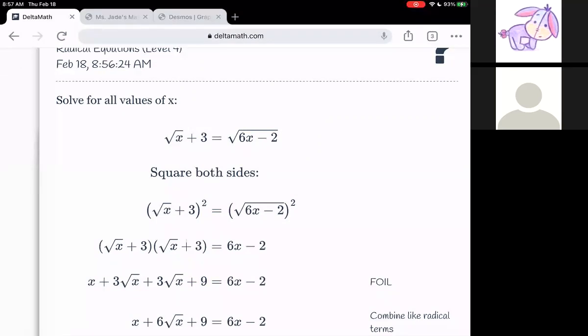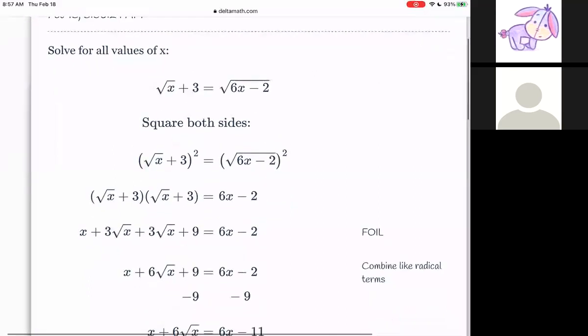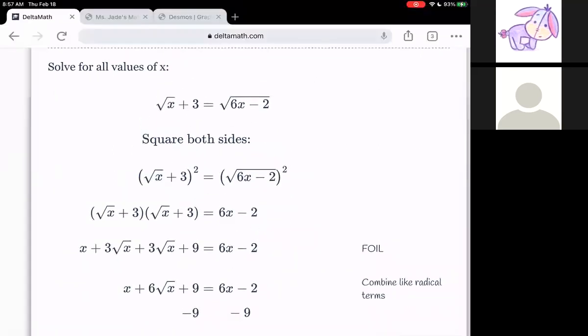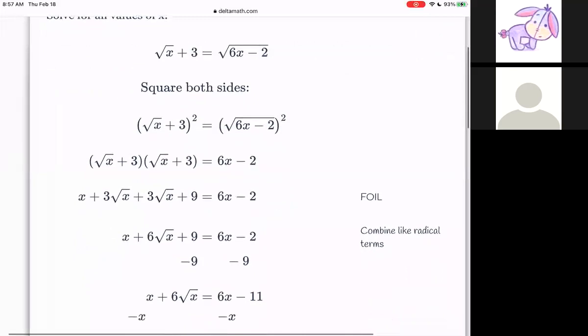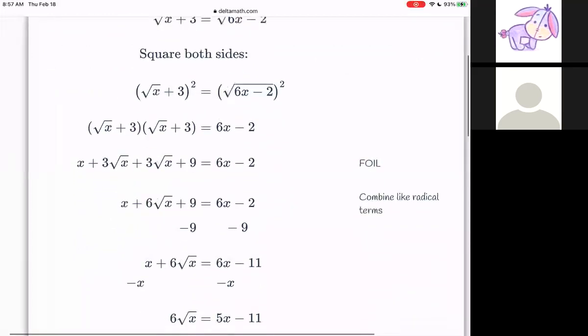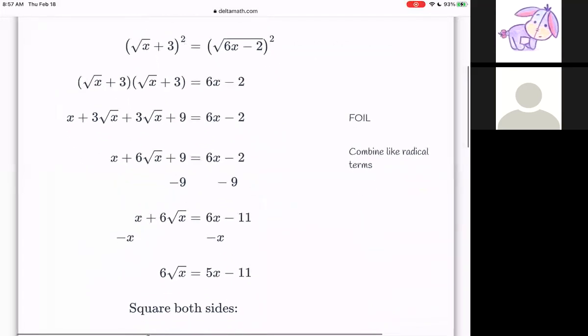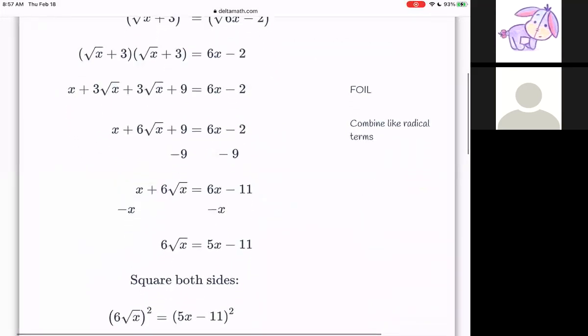Okay, so we're at this point. The next step that we want to do is subtract the 9 on both sides, and then also subtract the x on both sides, so that way we can get our square root all by itself. So 6 square root of x is equal to 5x minus 11. And then from here, you want to square both sides again. So you get 6 square root of x squared is equal to 5x minus 11 squared.